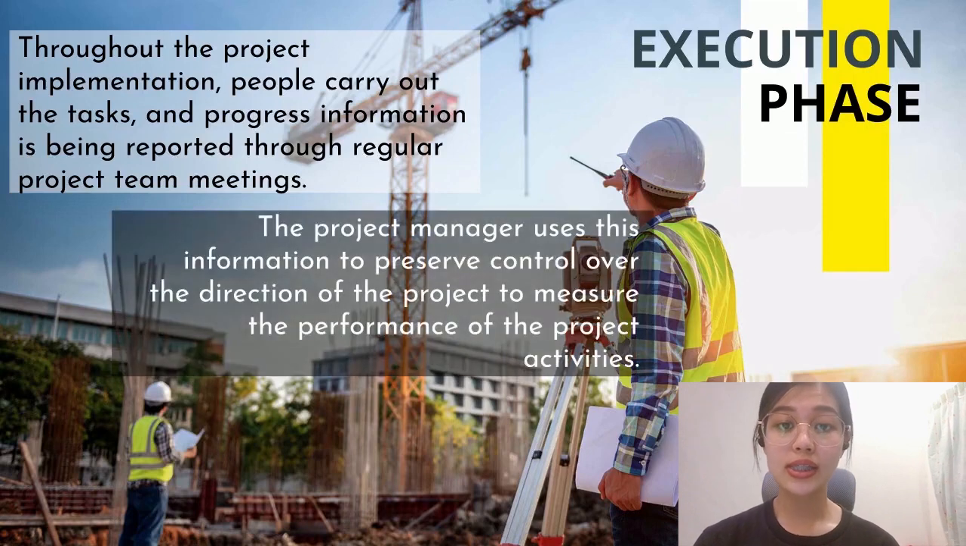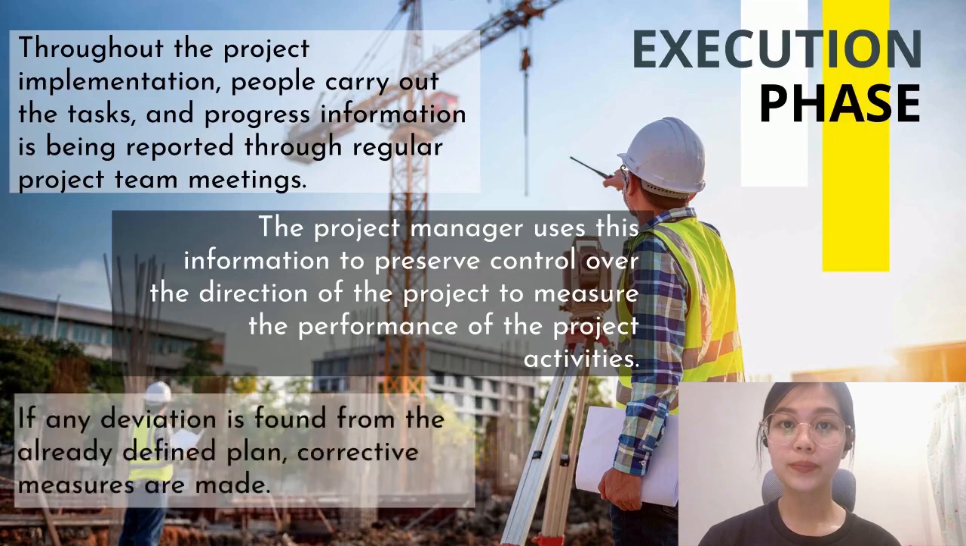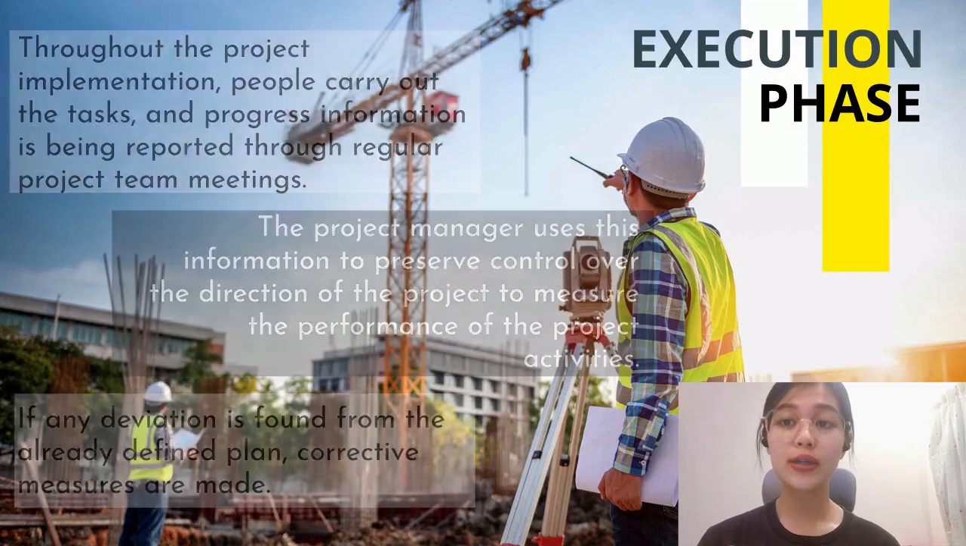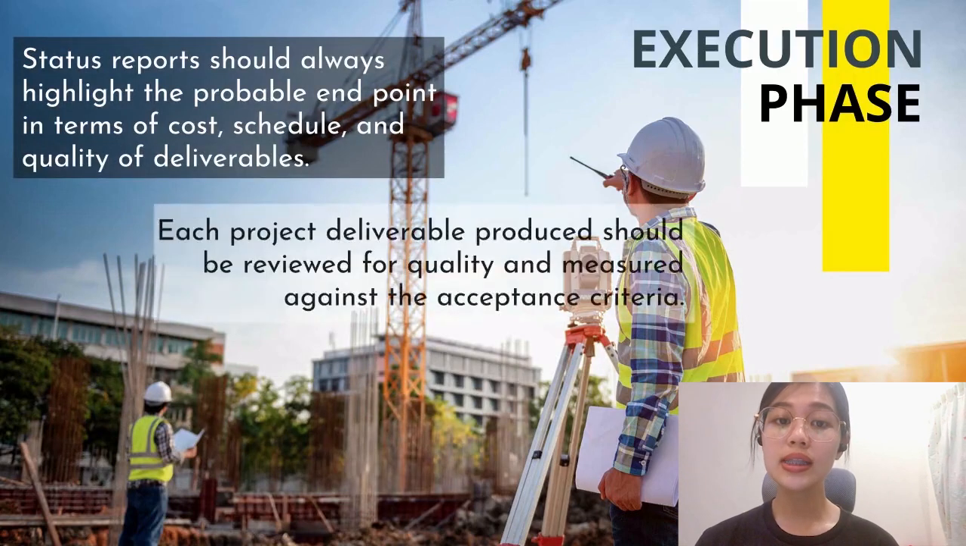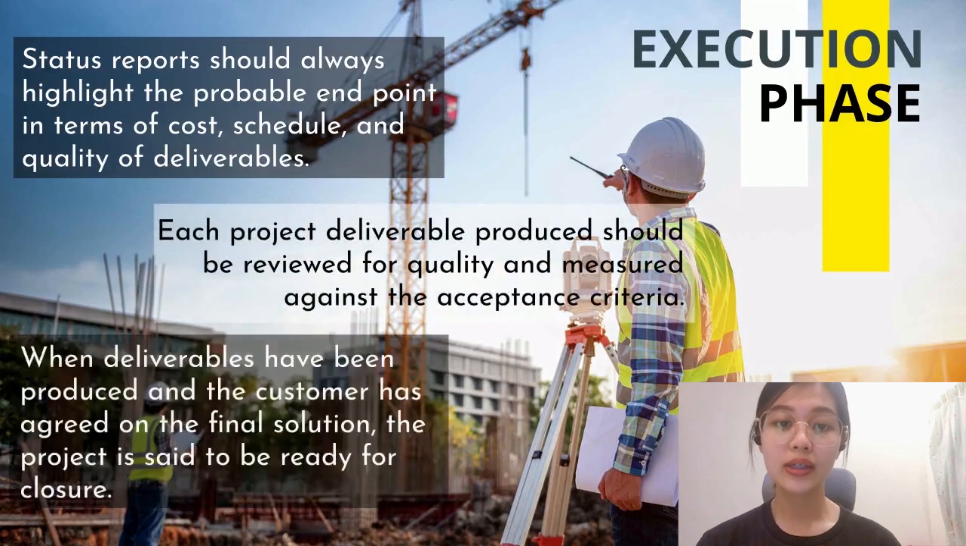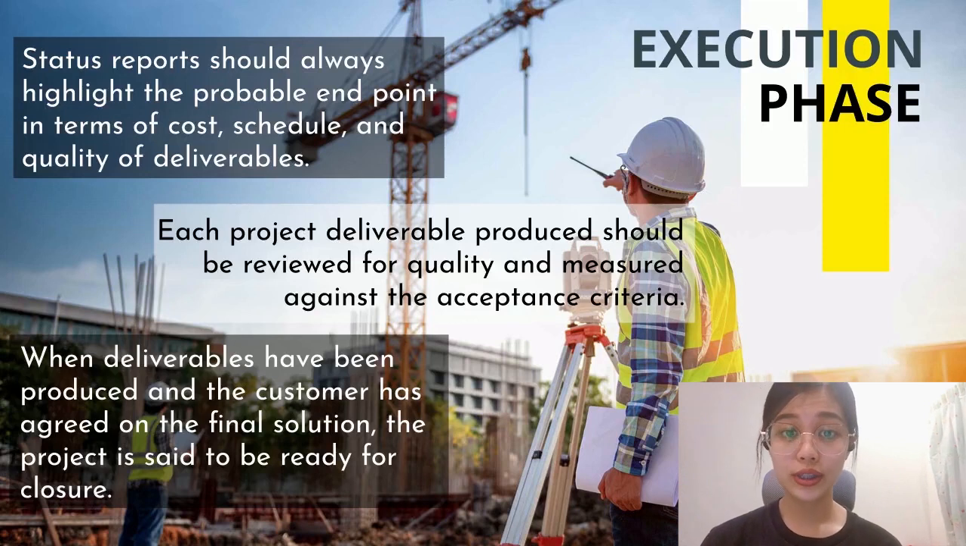The project manager uses this information to preserve control over the direction of the project and to measure the performance of the project activities. If any deviation is found from the already defined plan, corrective measures are made. Status reports should always highlight the probable endpoint in terms of cost, schedules, and quality deliverables, and each project deliverable produced should be reviewed for quality and measured against the acceptance criteria. And also, when deliverables have been produced and the customer has agreed on the final solution, the project is said to be ready for closure.